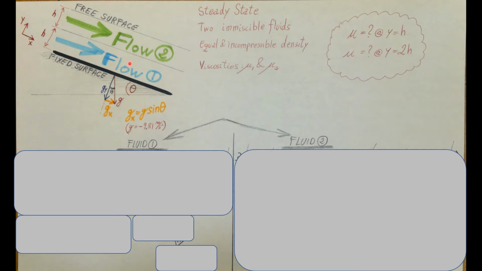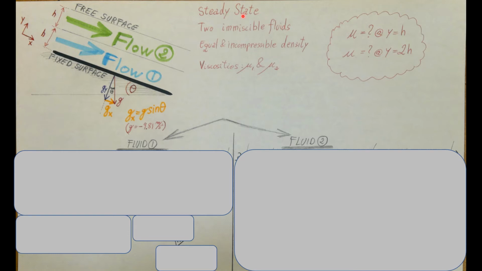We have fluid 1 and fluid 2. On the bottom, a fixed surface. On top we have a free surface. Each fluid has a thickness of h and they are equal. We also know that we have equal and incompressible densities, but the viscosities are different. Viscosity for fluid 1 is mu1 and for fluid 2 is mu2.